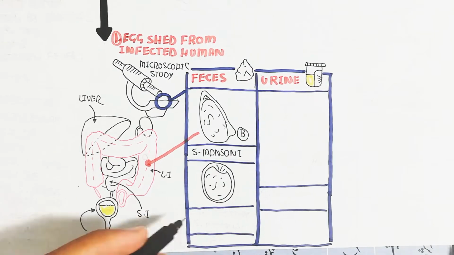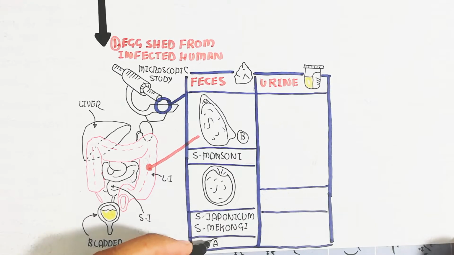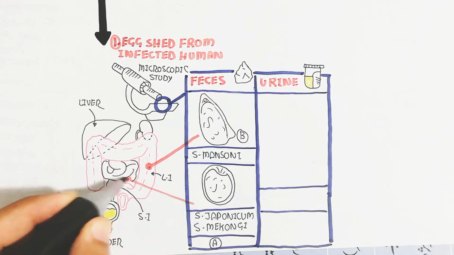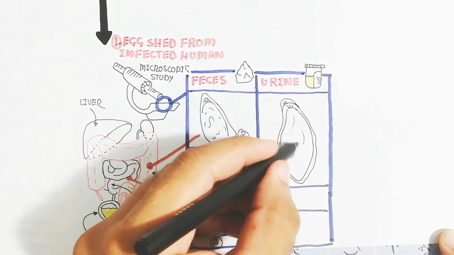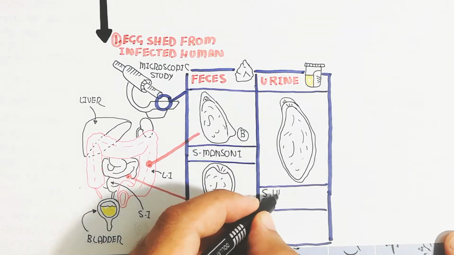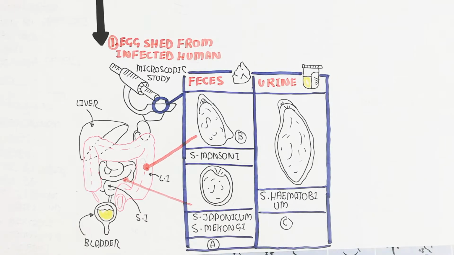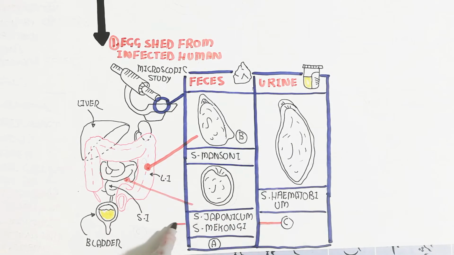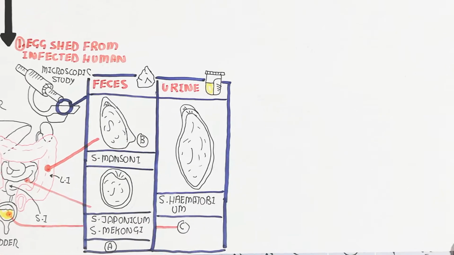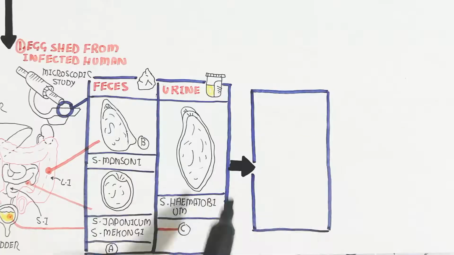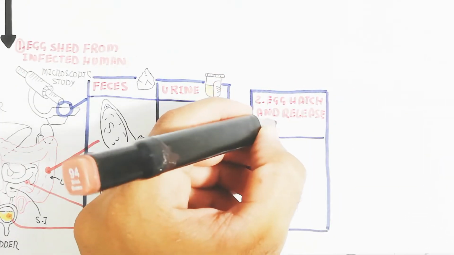Sorry, Schistosoma is the genus, not the species. It contains species. So in this way, here you can see the large intestine contains mansoni, while the small intestine contains japonicum and mekongi, while the urine contains hematobium. We can identify these through microscopic study.